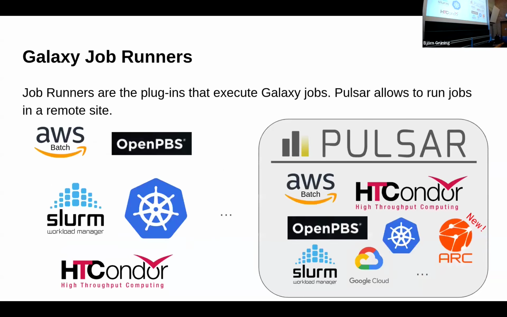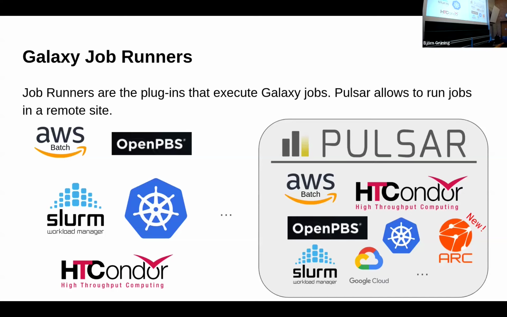So a Galaxy job runner is what executes the Galaxy jobs. Those are the plugins that execute the Galaxy jobs, and Pulsar is a special job runner. For Galaxy, of course, it's a separate application that you run on a separate server, but Galaxy sees it as a job runner where it can send jobs, and these jobs get sent to a remote site where they get executed.